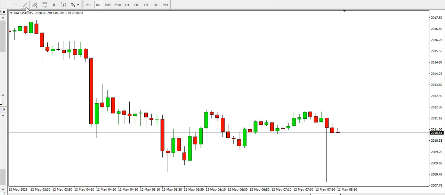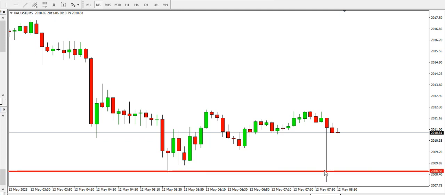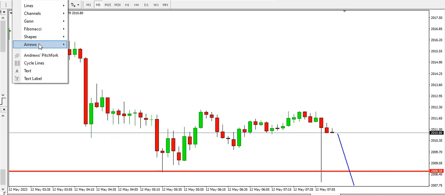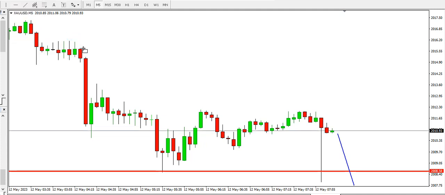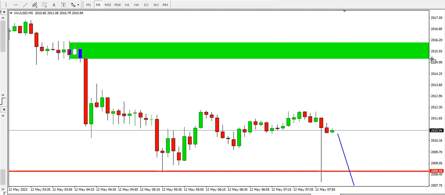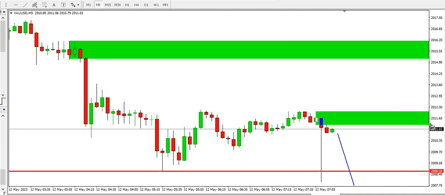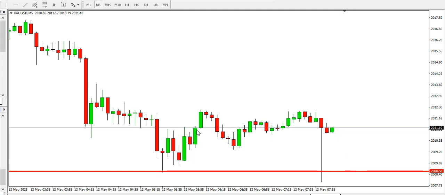Now this structure here has been broken. We might see price getting back to this low around here. But if price is going to go up, we have another block around here. The 2016, 2015 area is another block. But for price to get to that point, price needs to break this immediate other block around here. So that's that for gold.